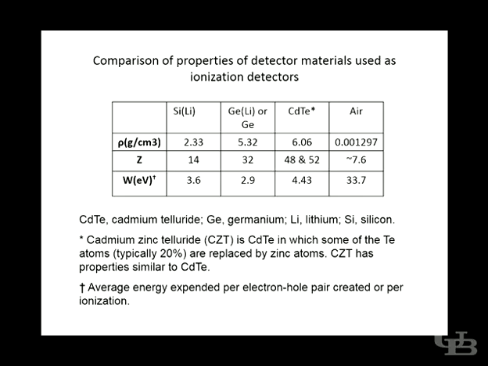This is average energy expended per electron hole pair. The energy for each ion pair, or how much energy you need. So let's just compare two columns.